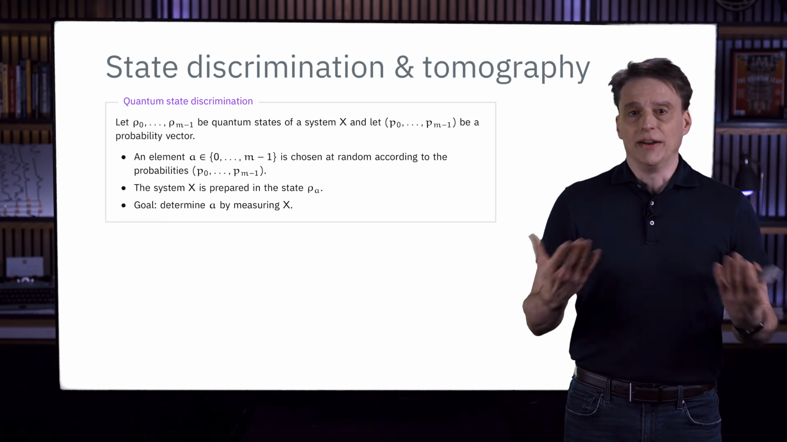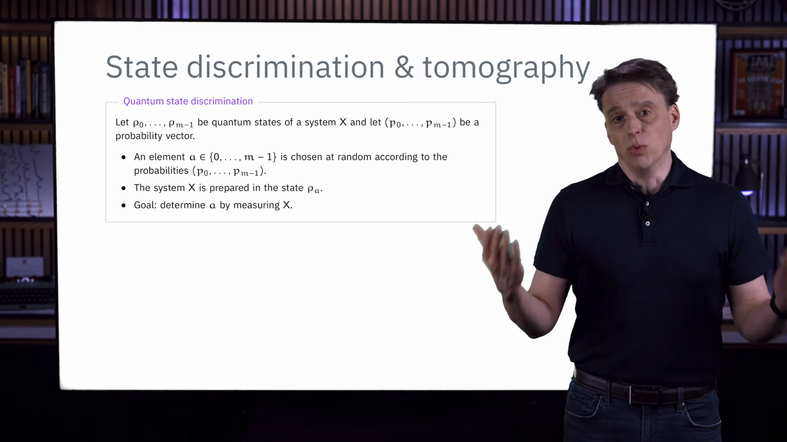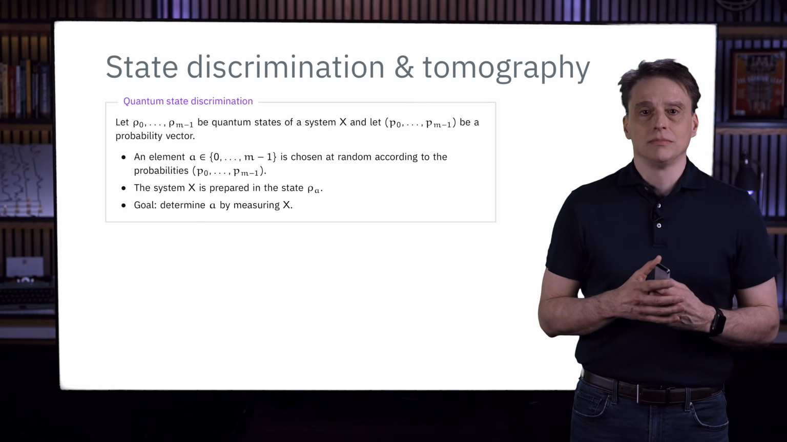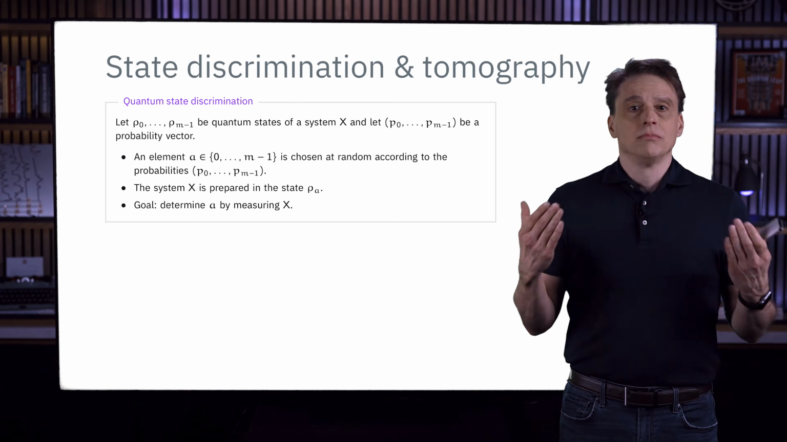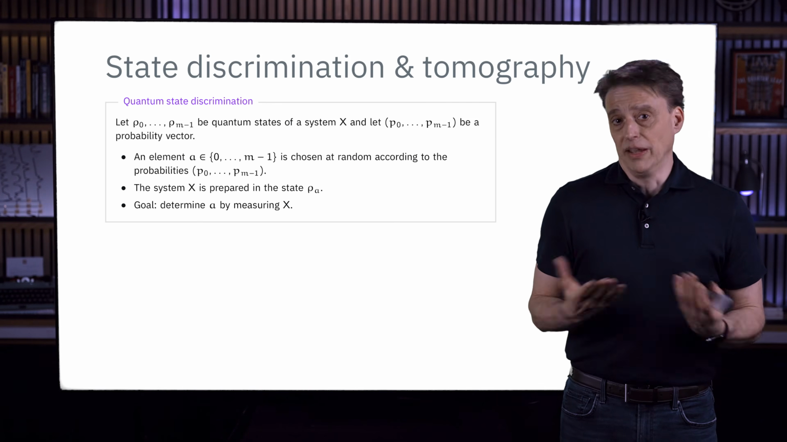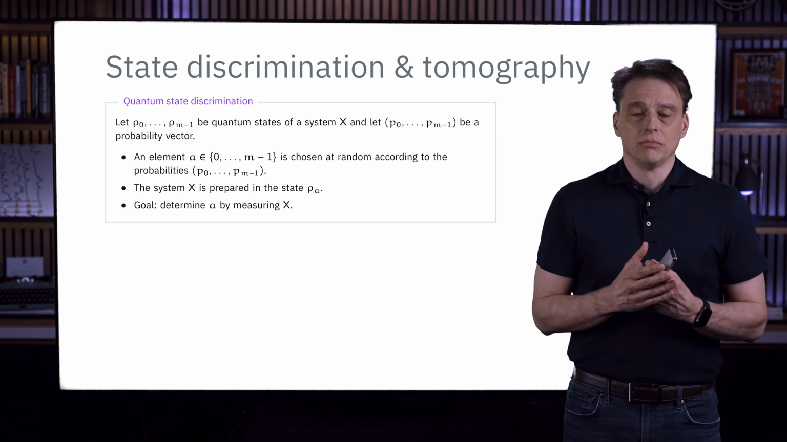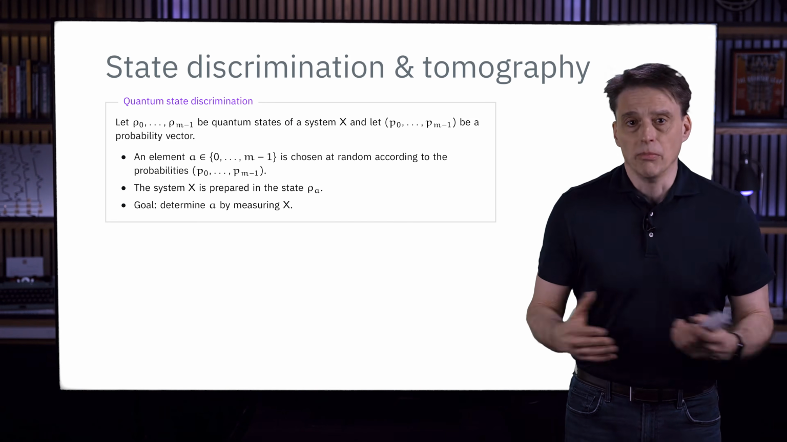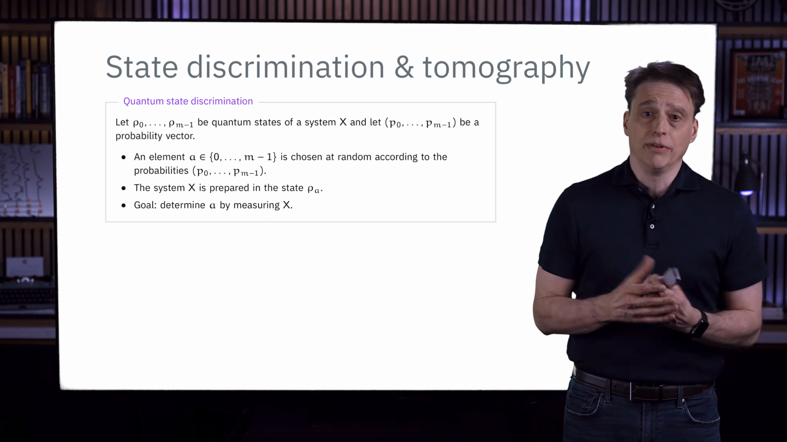So, we have a finite number of alternatives, along with a prior, and the goal is to determine which alternative actually happened. For some choices of states and probabilities, this may be easy, and for others, it may not be possible to do this without some chance of making an error. And there are various specific questions that we could ask, such as, what is the minimum probability of making an error, and what does a measurement that achieves this minimum probability of error look like?